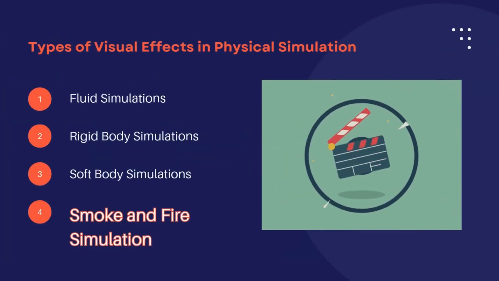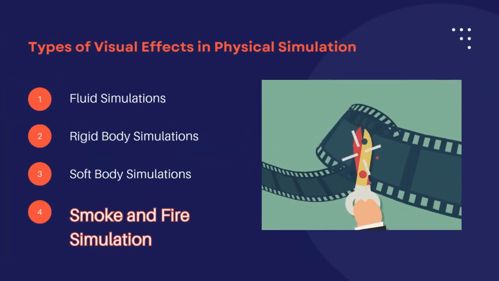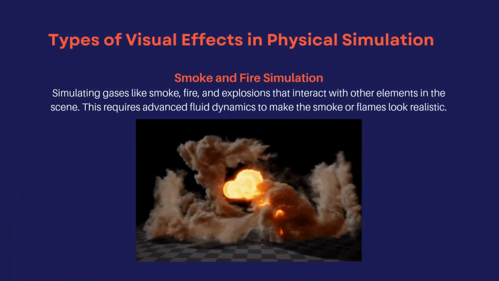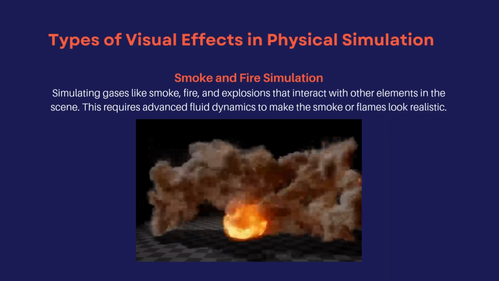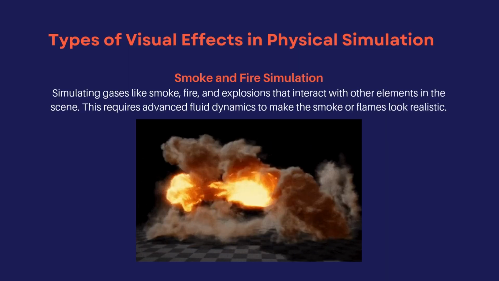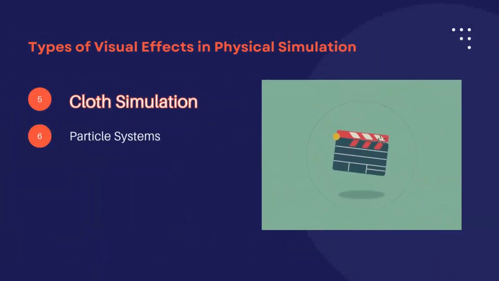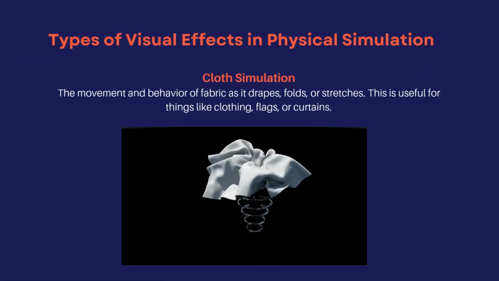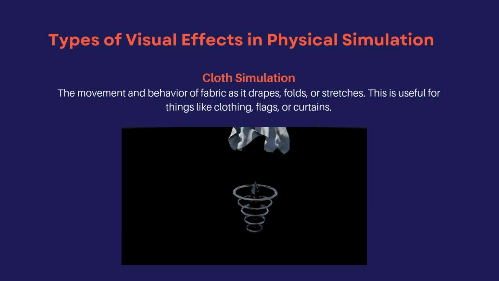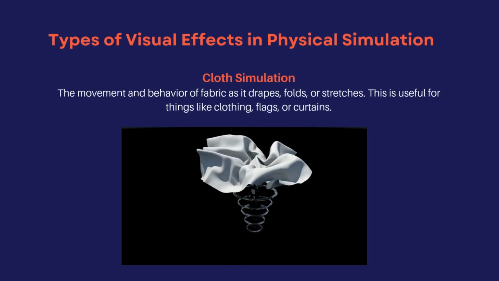And here we have the smoke and fire simulation. Simulating gases like smoke, fire, and explosions that interact with other elements in the scene. This requires advanced fluid dynamics to make the smoke or flames look realistic. Next up is the cloth simulation. The movement and behavior of fabric as it drapes, folds, or stretches. This is useful for things like clothing, flags, or curtains.